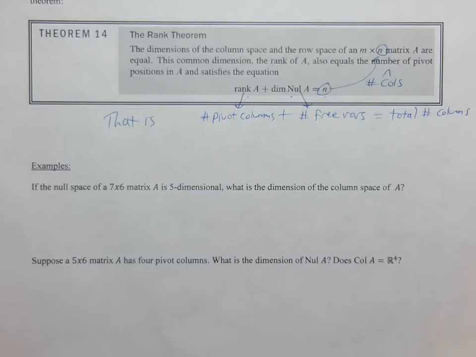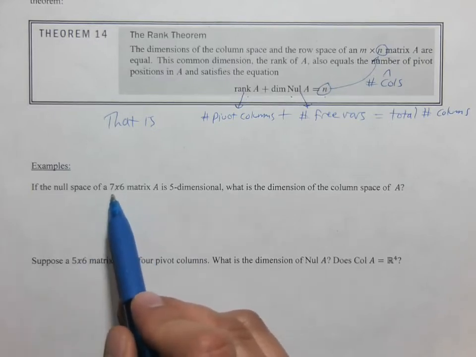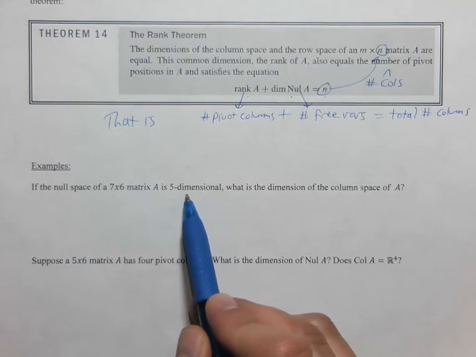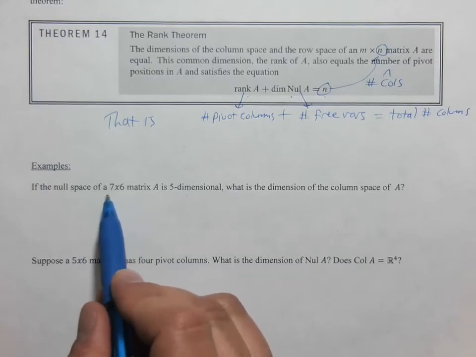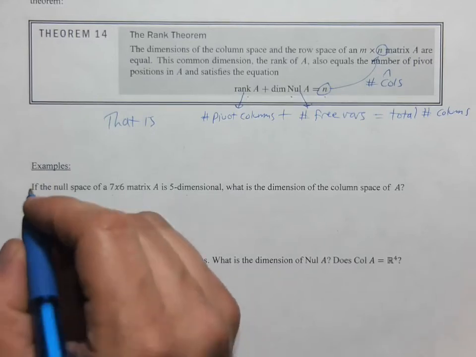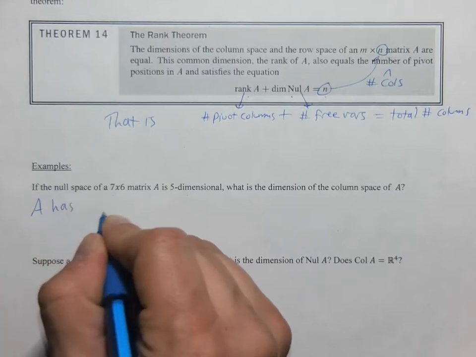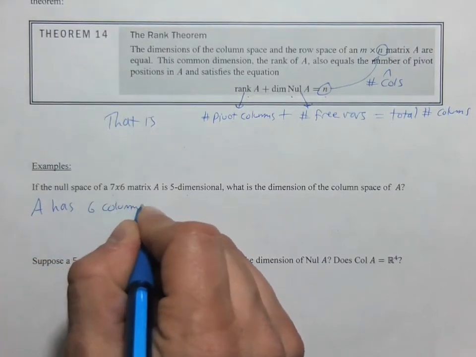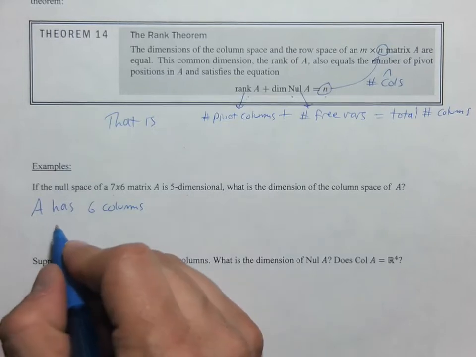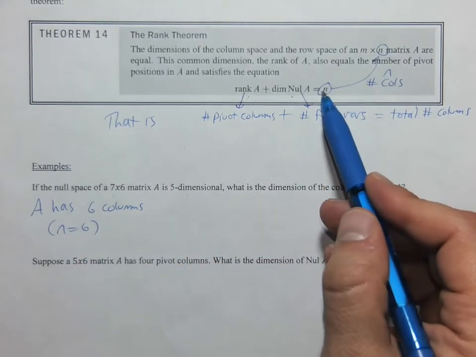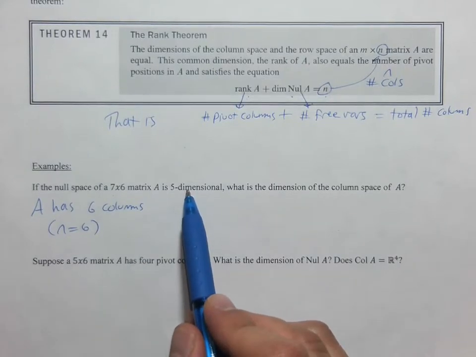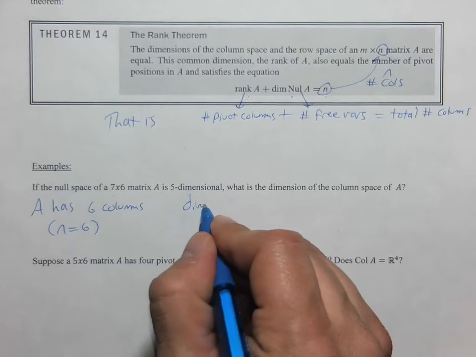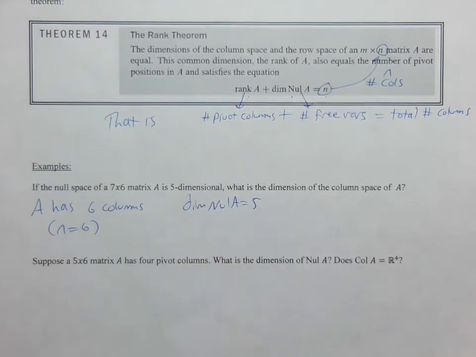So let's look at a couple of straightforward examples first on the bottom here. This first one is telling us the null space of a 7x6 matrix A is 5-dimensional. What's the dimension of the column space? Well, if we have a 7x6 matrix, that means there are 6 columns, right? So the first thing we should note is A has 6 columns, and so n is 6 in the above equation. We're being told right away that the dimension of the null space is 5, so dim null A is 5.